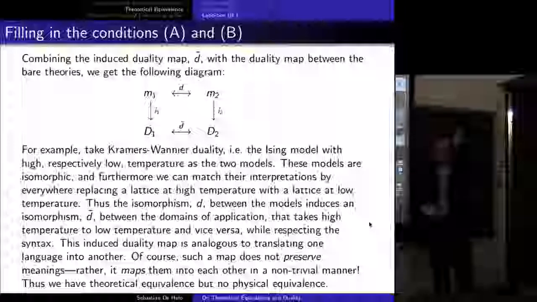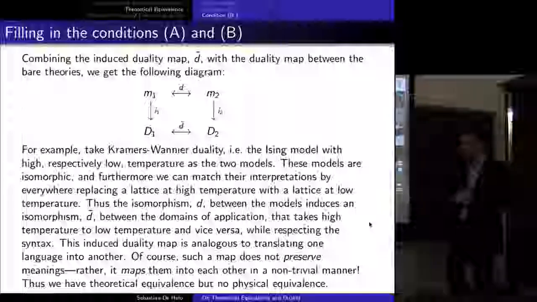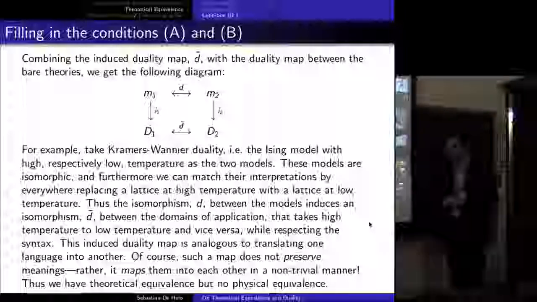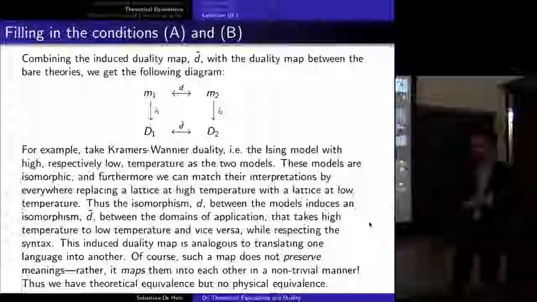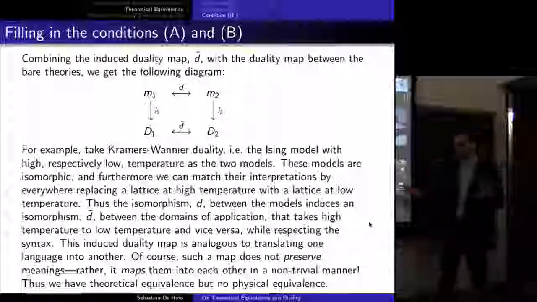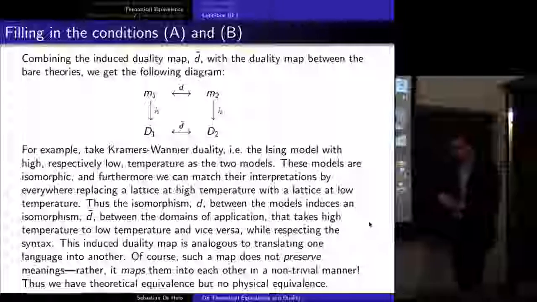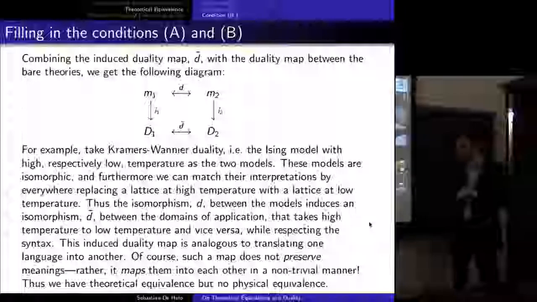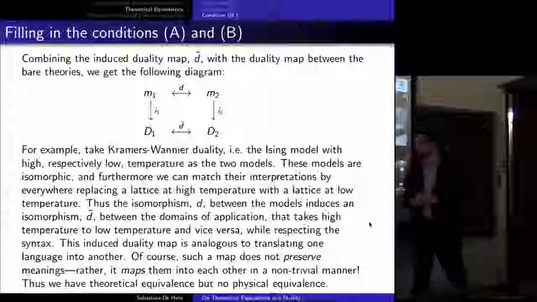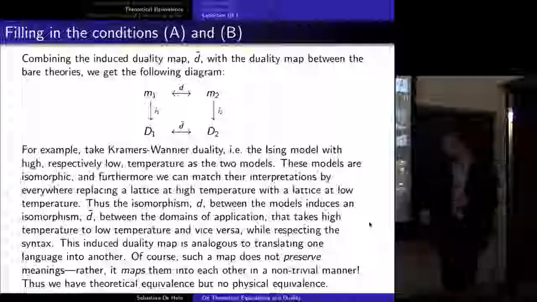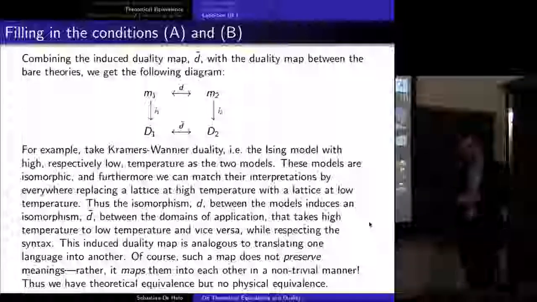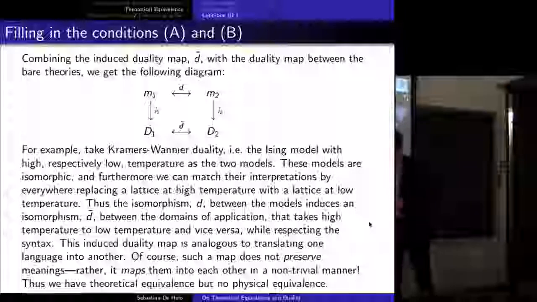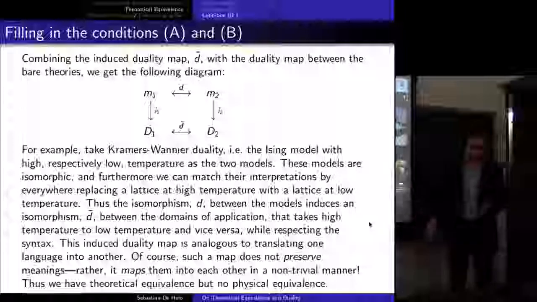So take the example of the Kramers-Wannier duality, the Ising model at high or low temperature. These two models are isomorphic at the level of the Hamiltonian and the quantities of the model and the states. And furthermore, we can match interpretations by everywhere replacing a lattice at high temperature with a lattice at low temperature. So the isomorphism between the models induces an isomorphism between the domains of application that takes high temperature to low temperature, and vice versa. So this is analogous to translating one language into another. Of course, this map does not preserve the meanings. Rather, it maps the meanings into each other in a non-trivial manner. So in this case, we have theoretical equivalence, but we have no physical equivalence because high temperature is not the same as low temperature.